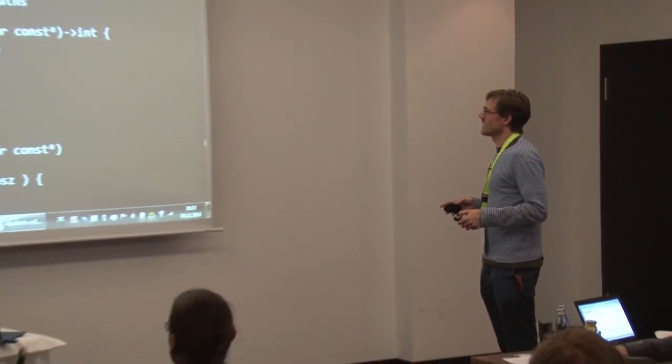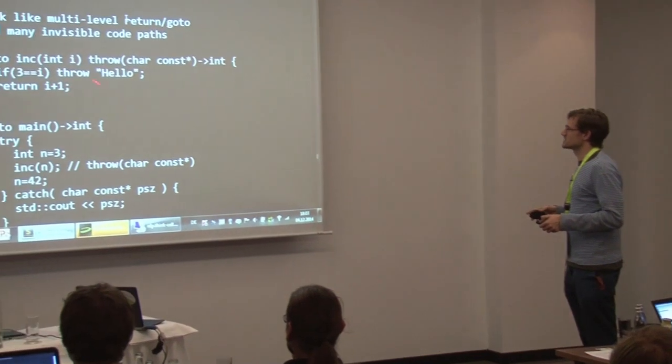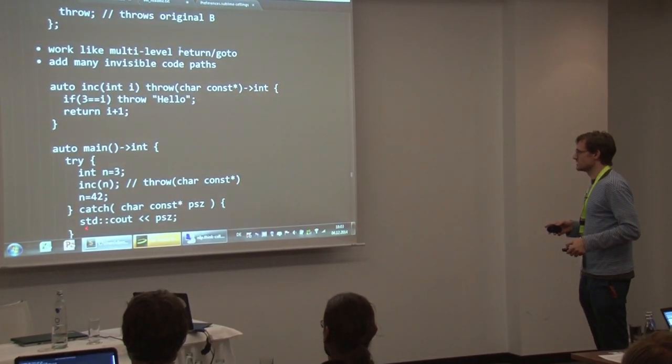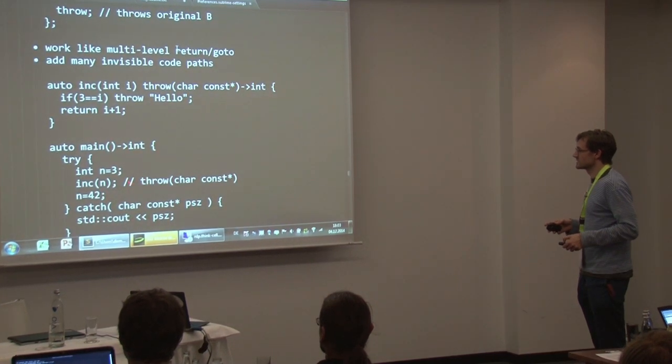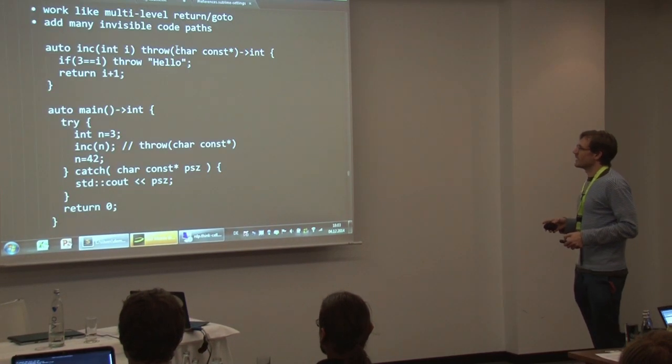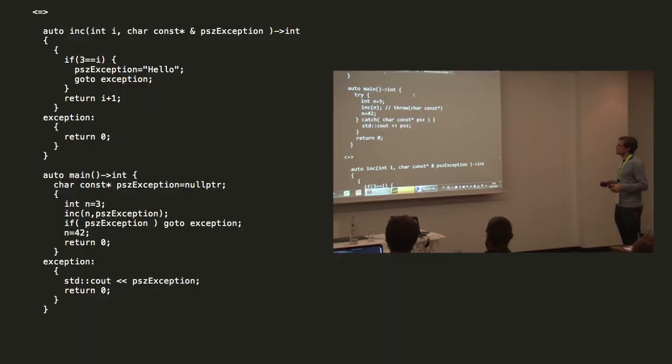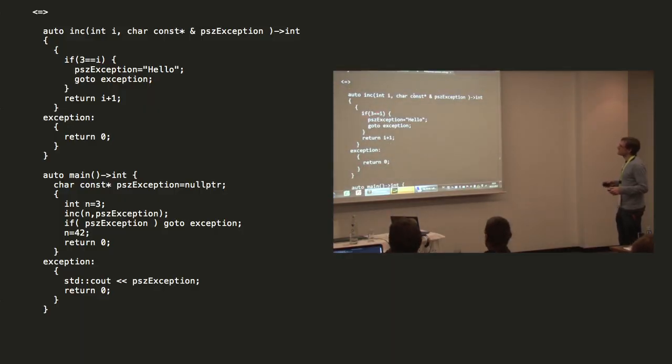So you have something like this, right? You have to increase the int i, and if i equals 3, you just throw hello, and here you catch it, and it falls down here, and here you output hello if you threw an exception. Okay, fine. Now, what does this equate to when I look at it? Well, it creates a lot of code paths. Let's look at the equivalent code. Basically, it says if 3 is i, then you say, oh, my exception is hello, and go to exception, right?